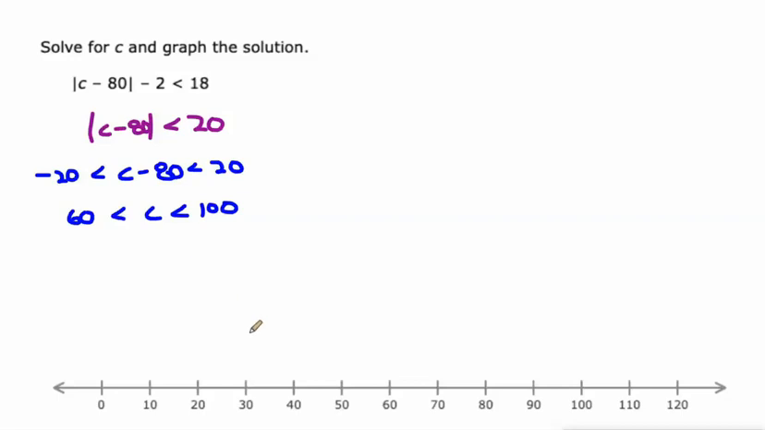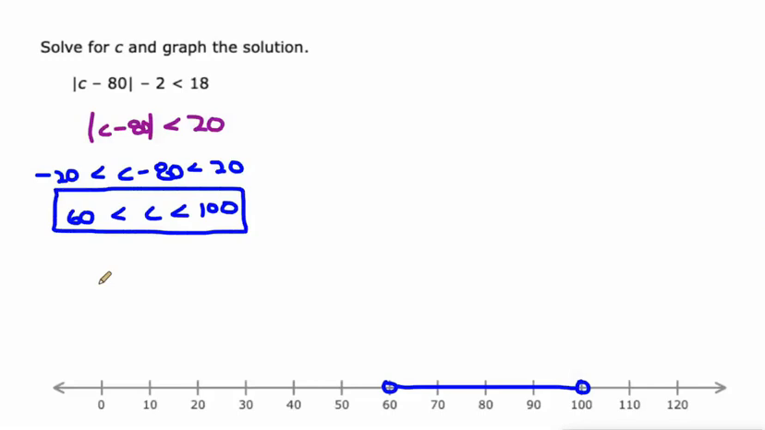All right, so how do we graph that? It's going to be an open dot at 60 and an open dot at 100 because those are not included in our solution set, and then everything in between them. So that's the graph that shows all numbers between 60 and 100 exclusively, meaning not including 60 and 100. So isolate your absolute value quantity, write a compound inequality, solve it.